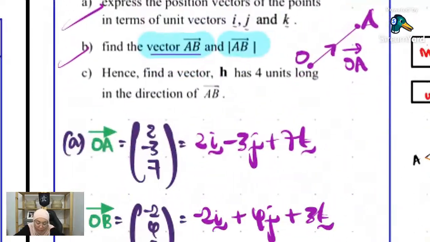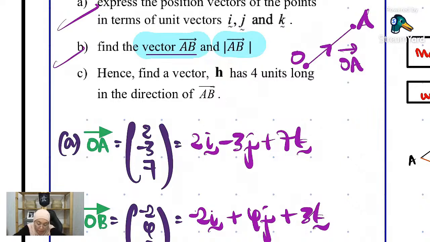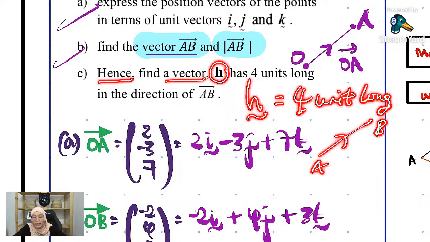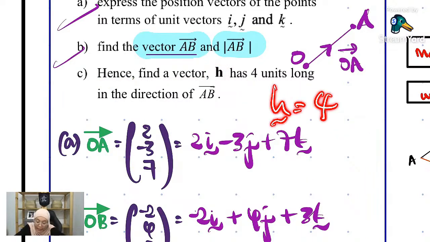Okay, and then for the last question, it asks: hence find a vector H. So it requests from us a new vector H that is 4 units long in the direction of AB. So basically, it wants 4 units in the direction of AB, meaning the H vector is equal to 4 times the direction of AB. This is the meaning of it.